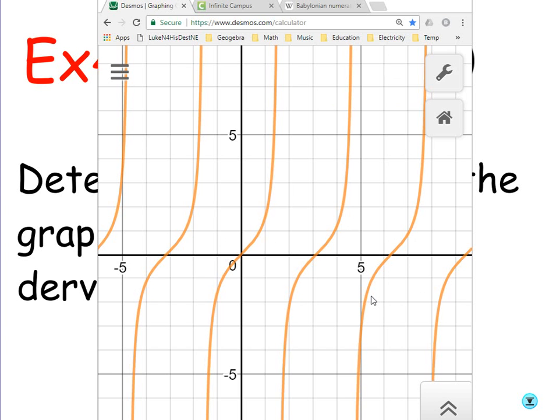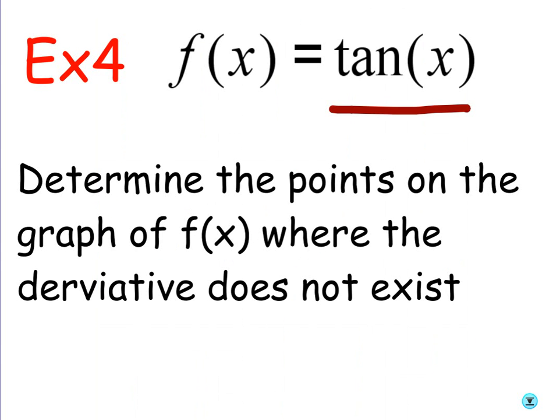Wherever there's an asymptote, there can't be a derivative, right? Because it doesn't even exist there. And so we need to figure out where these asymptotes are. To do that, we're going to take the derivative and figure out what we get from there. So maybe remember what the derivative of tangent is.